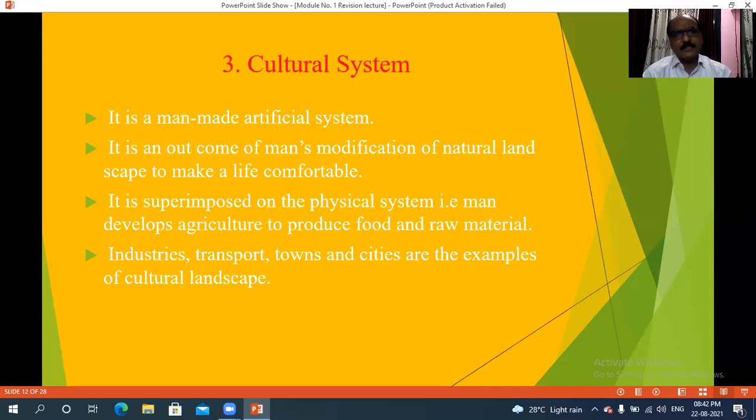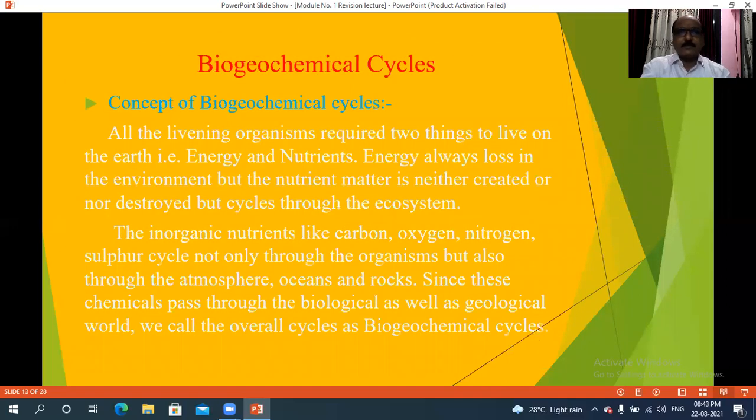So dear students, it is a man-made or artificial system, and it is an outcome of man's modification of natural landscape to make life comfortable. Okay, and it is superimposed on the physical system, that is man develops agriculture to produce food and raw material. Okay, and it includes, dear students, industries, transport, towns, cities. Okay, so these are most of the examples of cultural landscape, and it is the most important part of the structure of the environment.